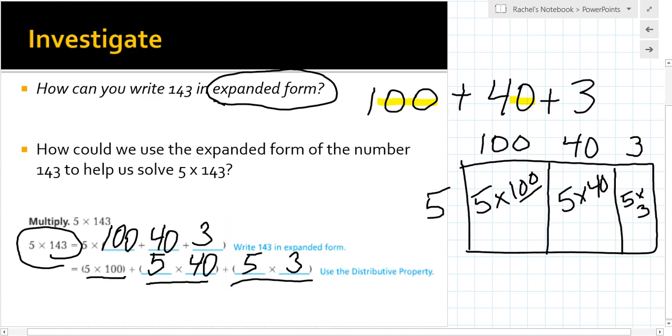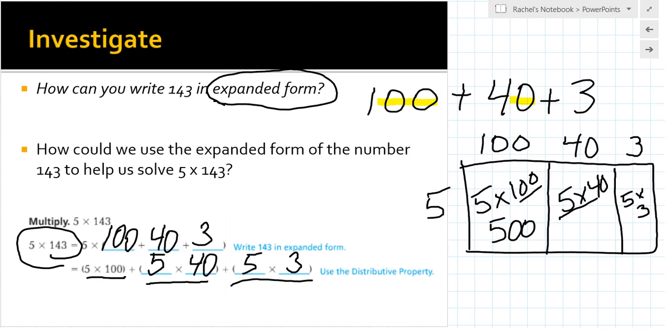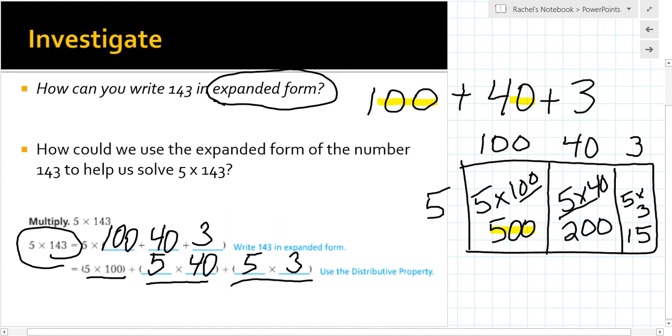5 times 100, 5 times 40, and 5 times 3. Knowing our patterns with zeros, this is 500, 5 times 4 is 20, and add a 0, and 5 times 3 is 15. Students then can add these 3 numbers, 500 plus 200 plus 15. Those 3 numbers are our partial products, so the answer is 715. 5 times 143 is 715.